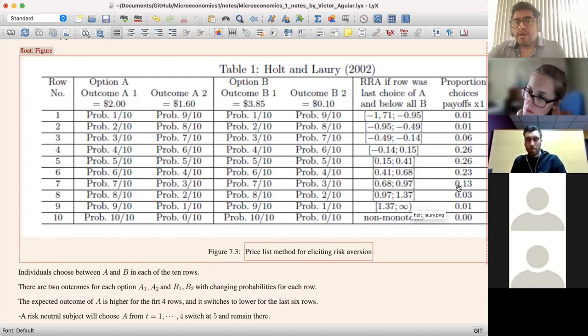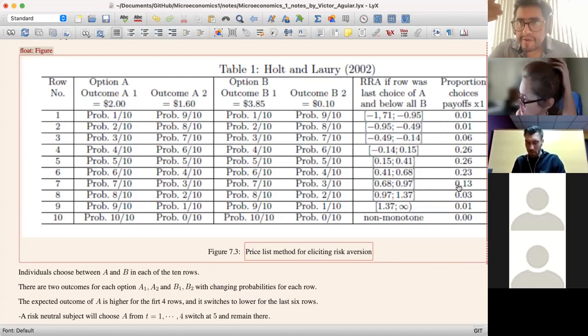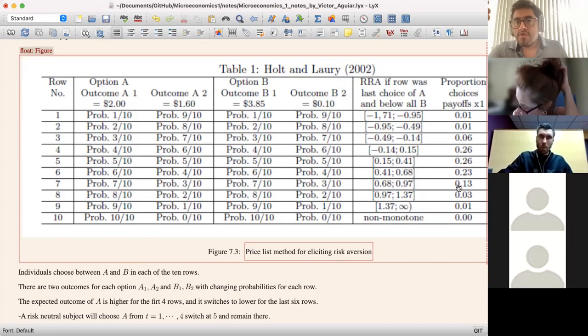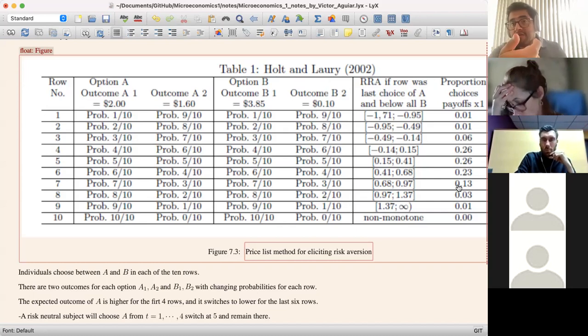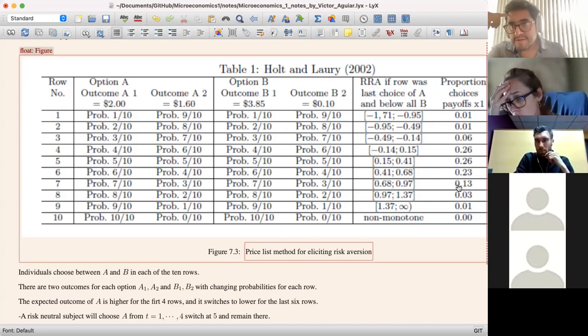Okay, so that's essentially the way you can do it. By assuming a parametric Bernoulli, you can actually compute the relative risk aversion. If you don't want to assume this, you can classify them in 3 groups: risk averse guys, risk neutral, and risk lovers. Okay, so this will give you set identification of the risk aversion.